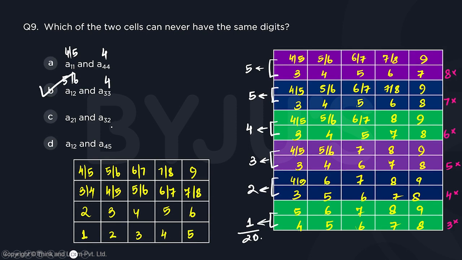Let's verify the next two options as well. A21 is going to be second row first column, which is 3 or 4, and A32 is going to be third row and second column, which is going to be 3. So it's very much possible that they can both be 3. A12 is going to be 5 or 6, and fourth row and fifth column is going to be 5. So we can have them as same. So answer is going to be option B.